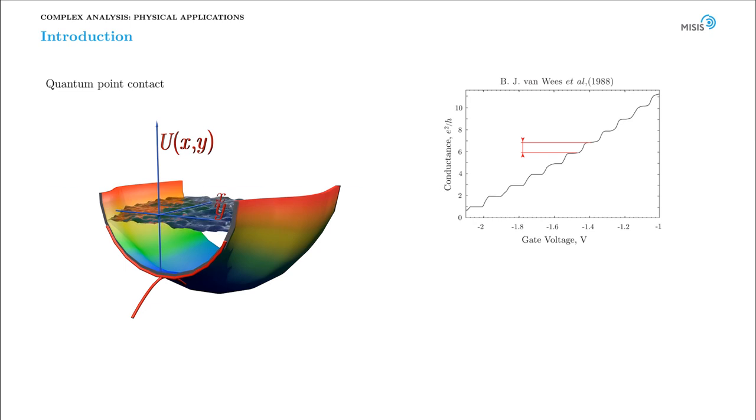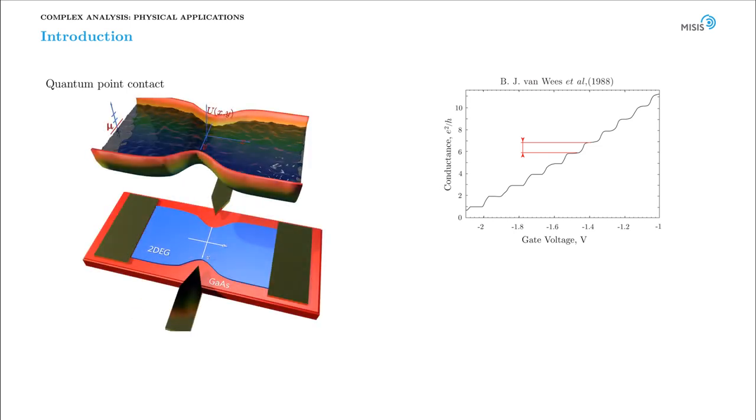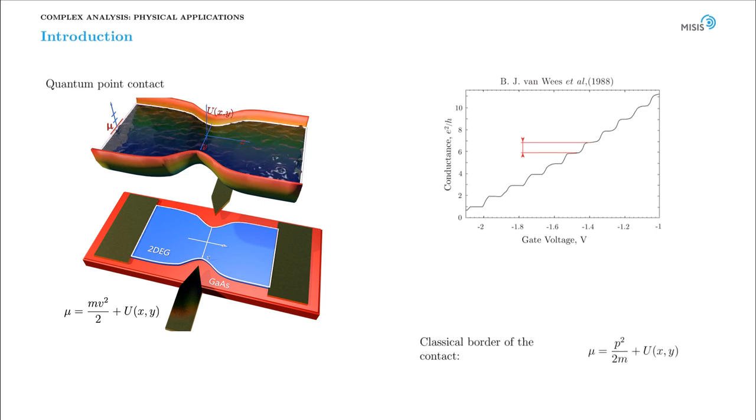The level of the electron liquid is defined by their energy, that is, their chemical potential. The edge of the quantum point contact is formed by the classical equation of motion, namely by the condition when the potential energy of the electrostatic gate field becomes equal to the electron's chemical potential. The experiment revealed the following beautiful phenomenon.